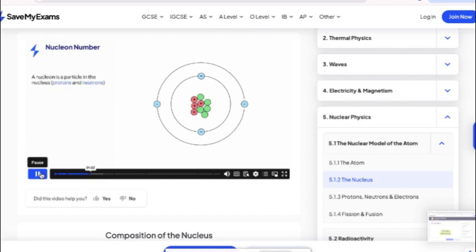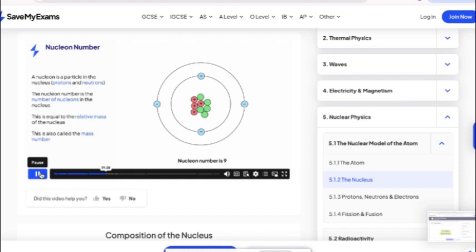A nucleon is just a particle in a nucleus. That's protons or neutrons. Nucleon number, therefore, is the number of nucleons inside the nucleus. Both protons and neutrons have a relative mass of 1, so nucleon number is equal to the relative mass of the nucleus. This is why the nucleon number is also called the mass number.